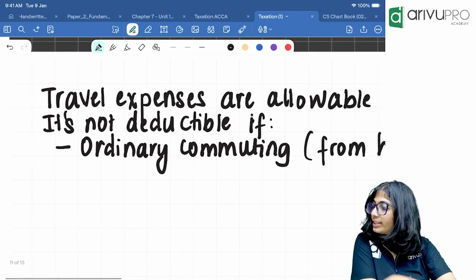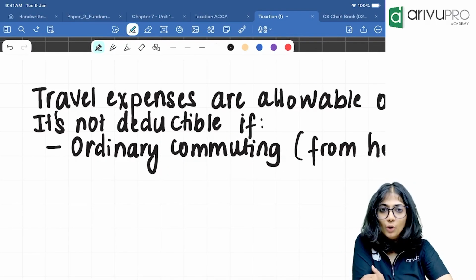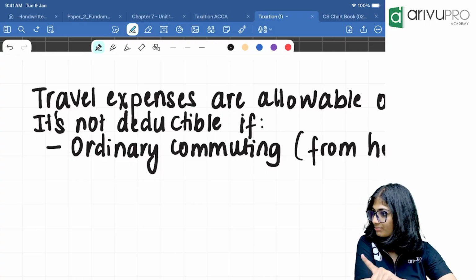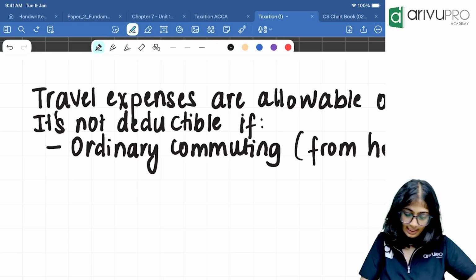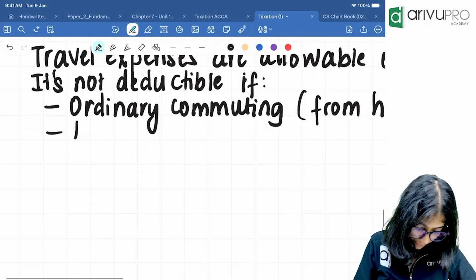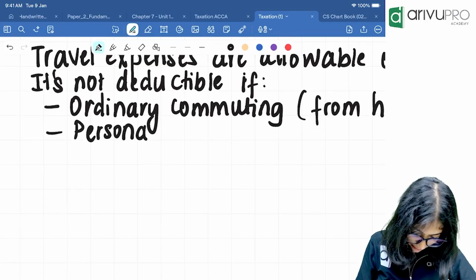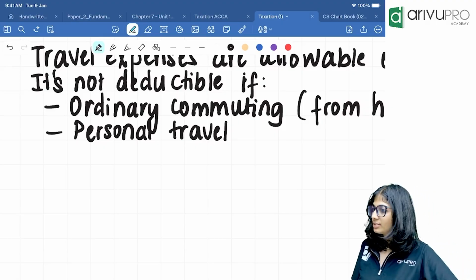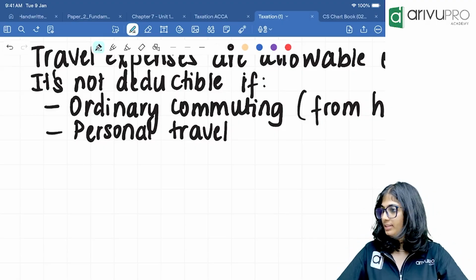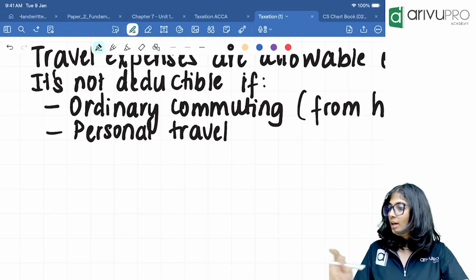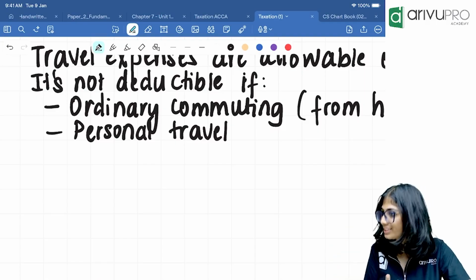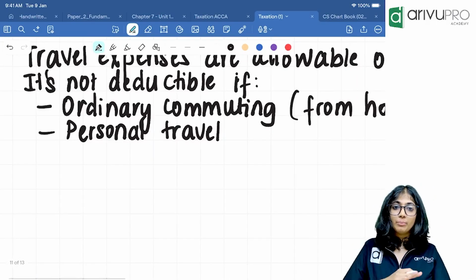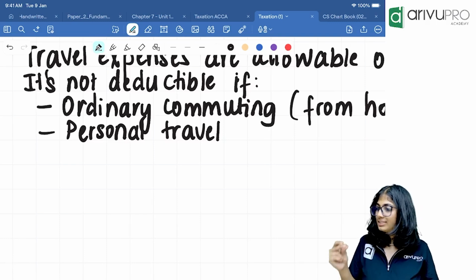If it's for ordinary commuting from your home to work and work to home, then it is not deductible. Secondly, if it's for personal travel, that is from your home to Wonderla with your friends or going out to eat with your family. I don't know how in this traffic you'll manage, but whatever travel expenses you incur for personal use are not deductible.